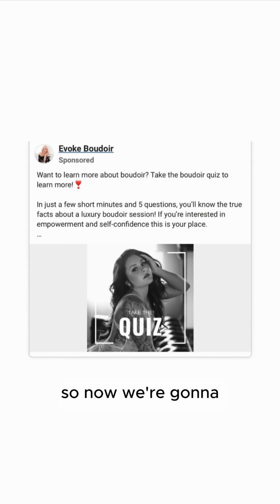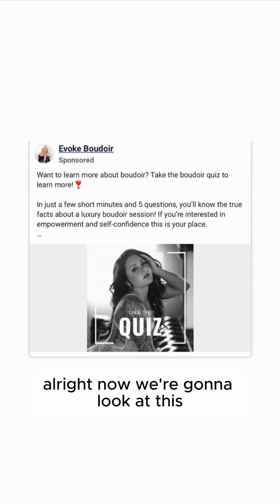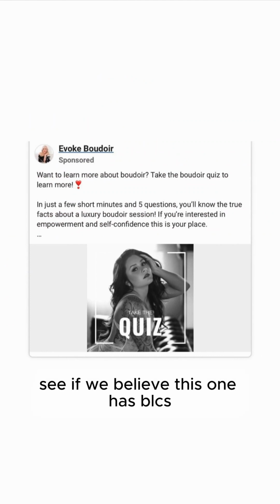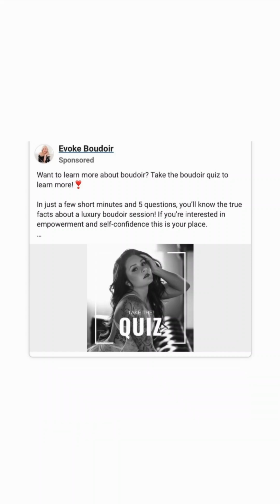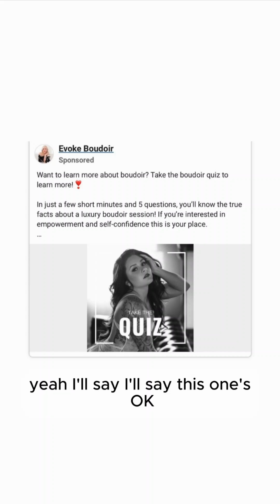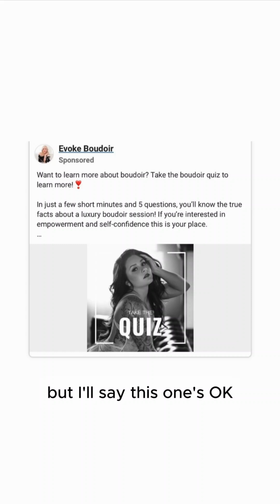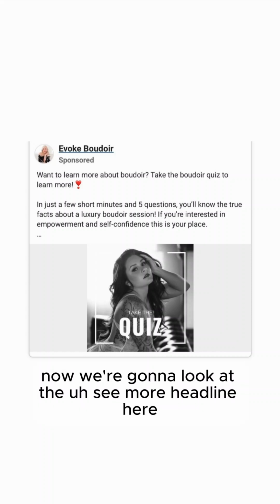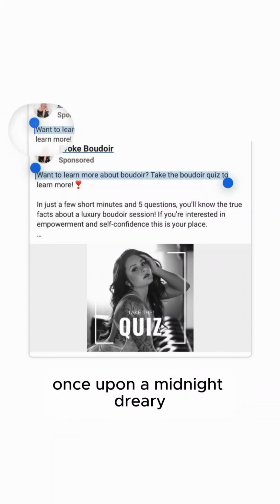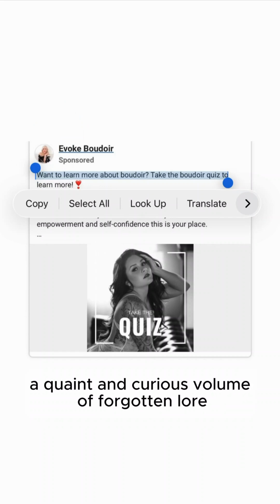So now we're gonna look at this and see if we believe this one has BLCS. Looking at the creative, yeah, I'll say this one's okay. It's right on the line, right on the edge. But I'll say this one's okay. Now we're gonna look at the see more headline here. Want to learn more about Boudoir? Take the Boudoir quiz to learn more.